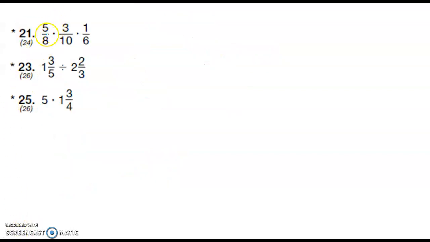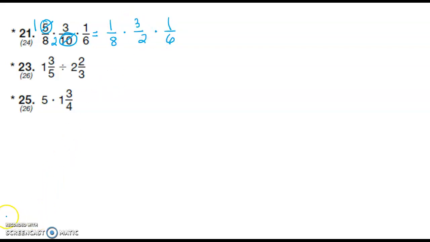All right, so I'm going to go ahead and reduce ahead of time. You're welcome to multiply across the top, multiply across the bottom, and reduce afterwards. But I want to show you how to reduce ahead of time. So I'm going to take this 5 and this 10. 5 goes into 5 once, goes into 10 twice. Remember, it has to be on the top and the bottom. And so what I get is 1 over 8 times 3 over 2 times 1 over 6.